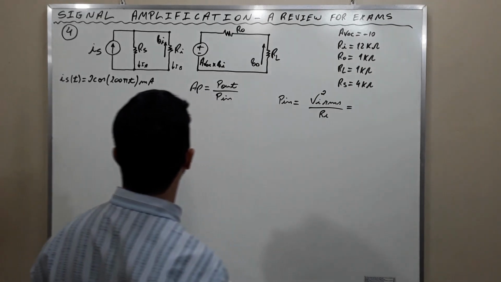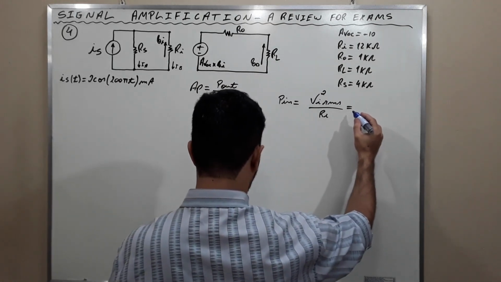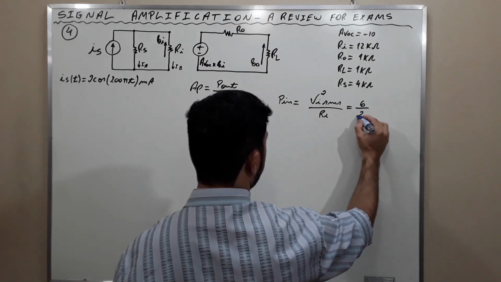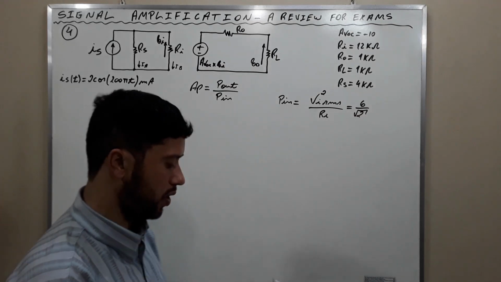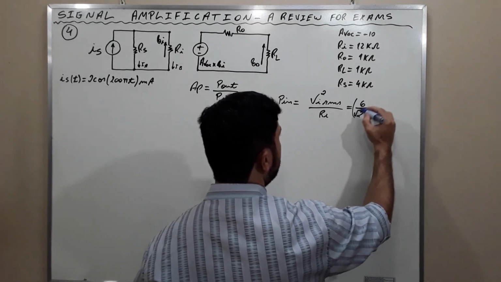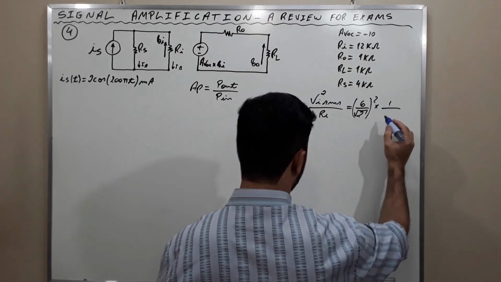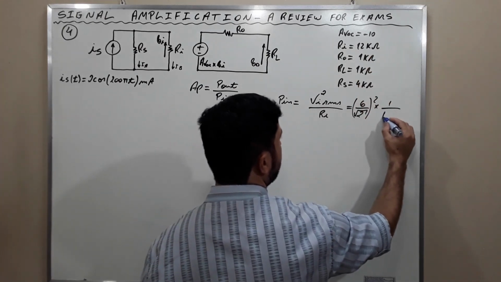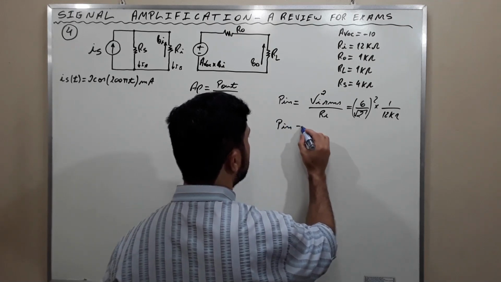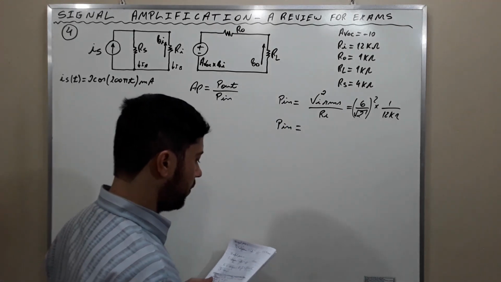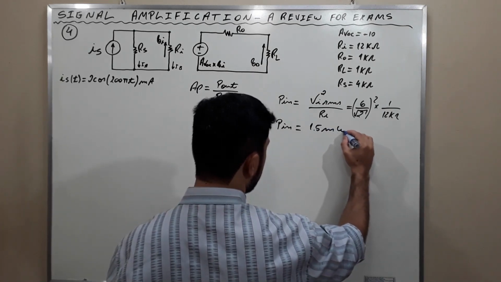The input voltage we calculated and we found 6. 6 divided by the square root of 2, okay? The RMS value is the peak divided by the square root of 2. This squared times 1 over the input resistance, which is 12 kilo ohms. And we find that the input power is 1.5 milliwatts.